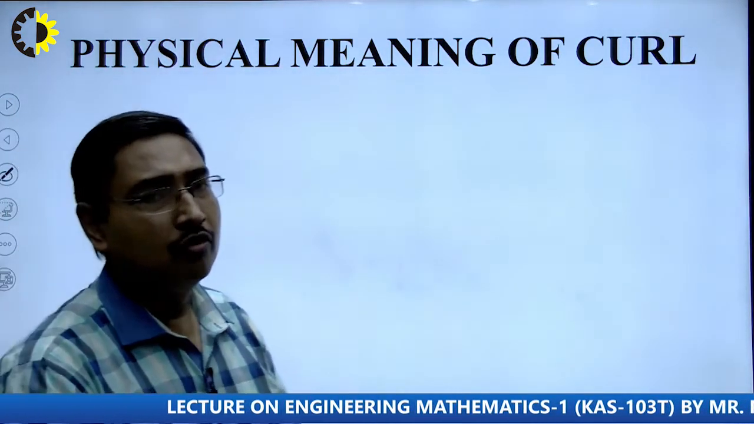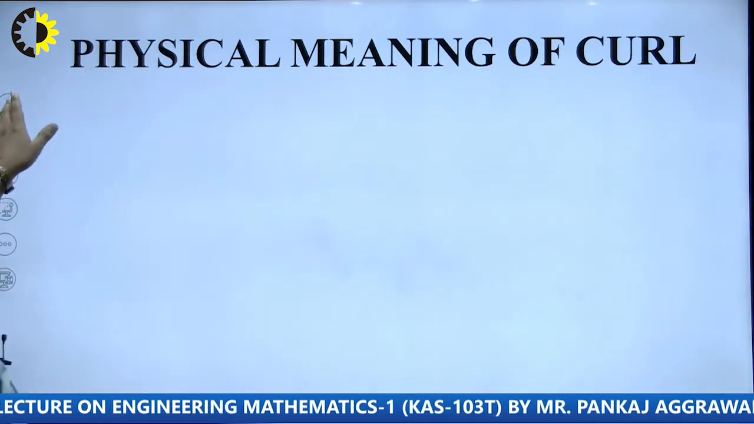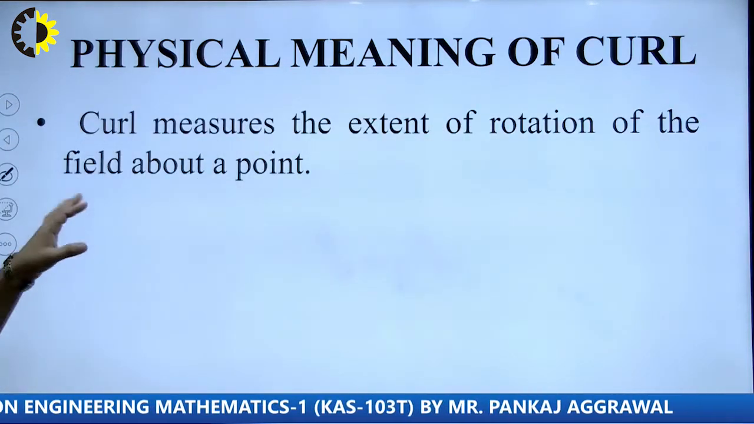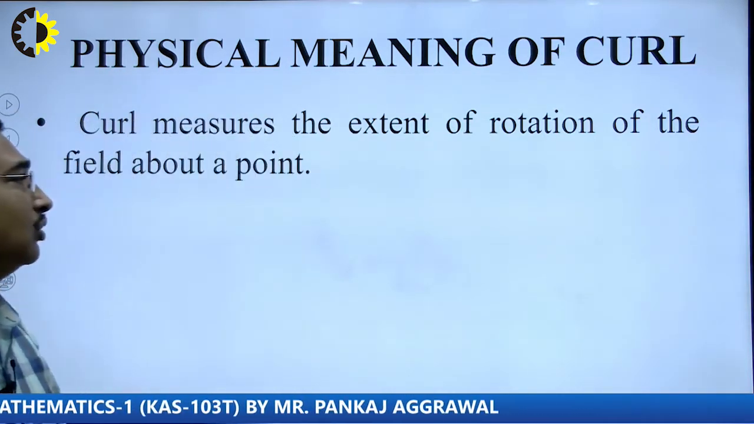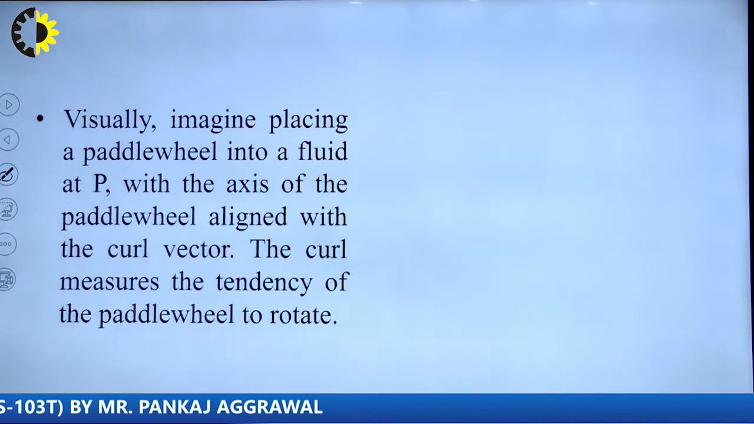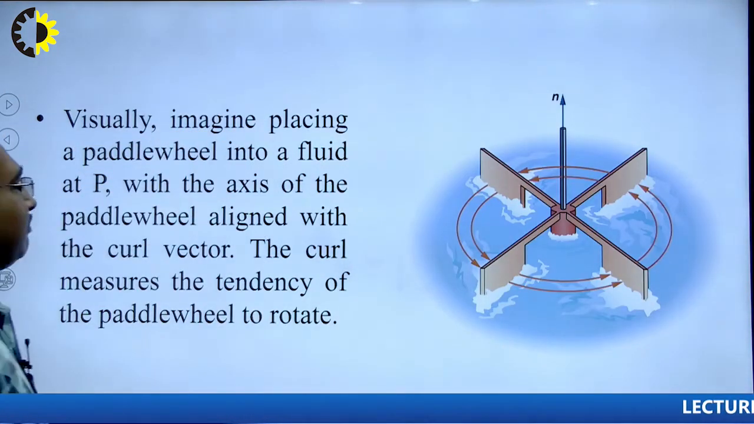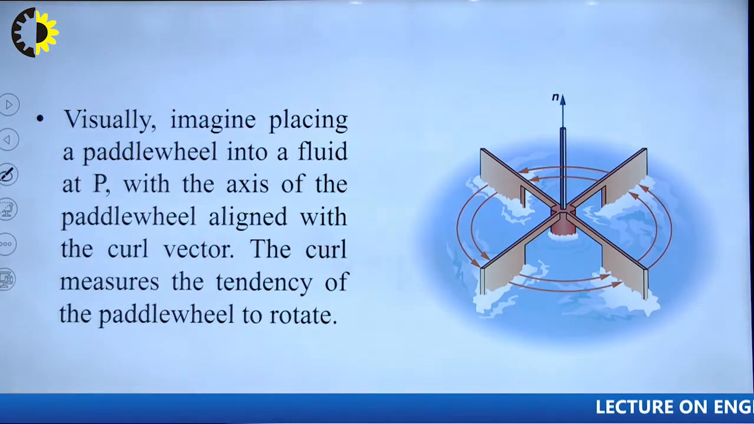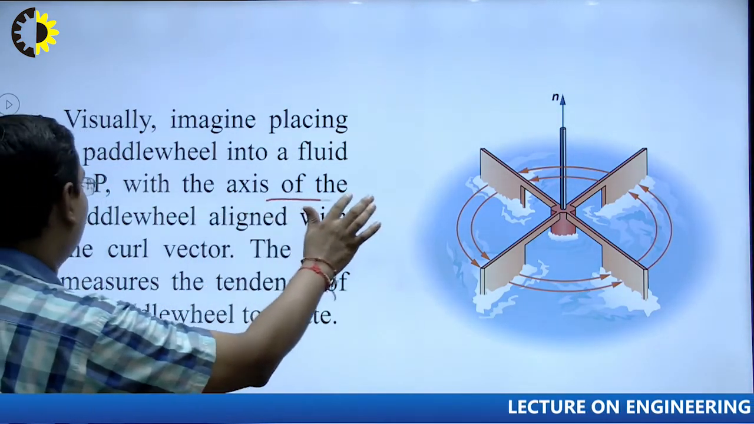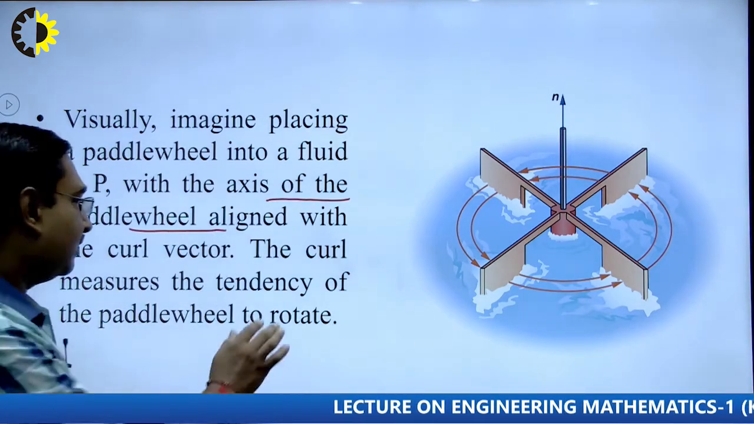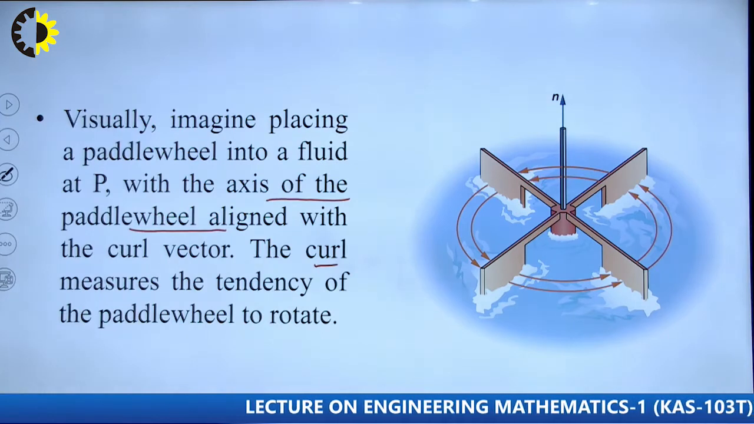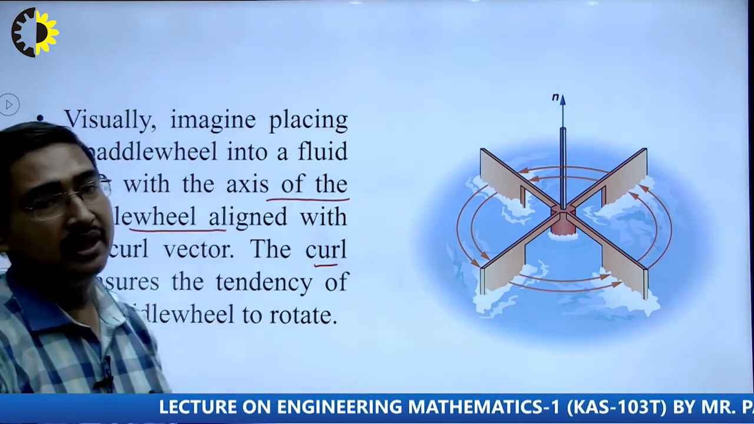Now we move towards physical meaning of curl. Curl represents physically, but what? Curl measures the extent of rotation of the field about a point. We understand it with an example. Imagine placing a paddle wheel into a fluid at point P with the axis of the paddle wheel aligned with the curl vector. Then the curl measures the tendency of the paddle wheel to rotate.